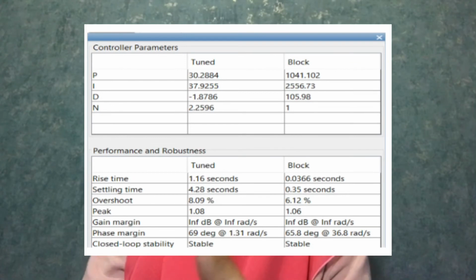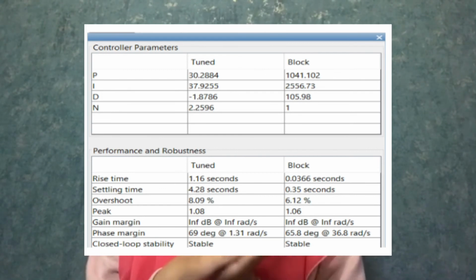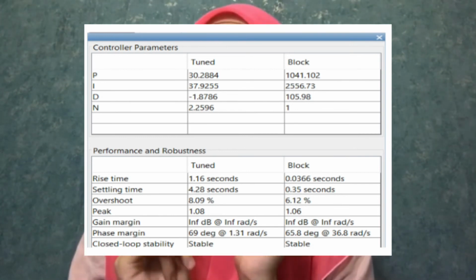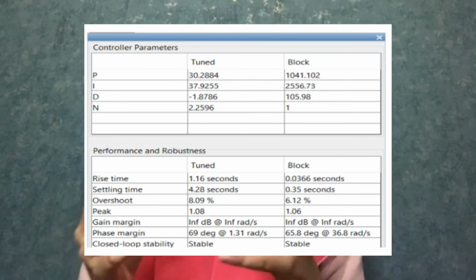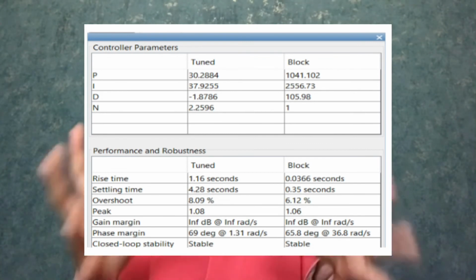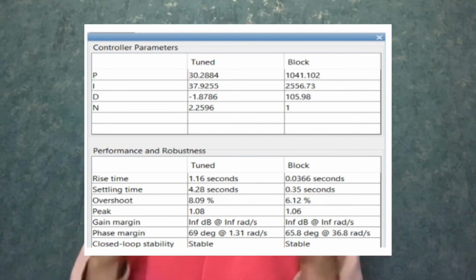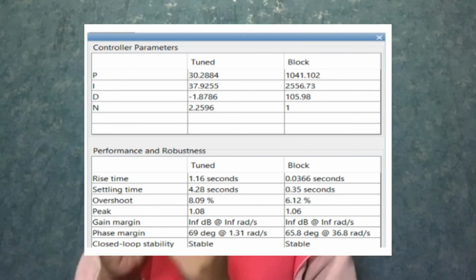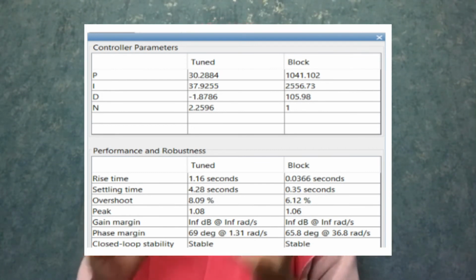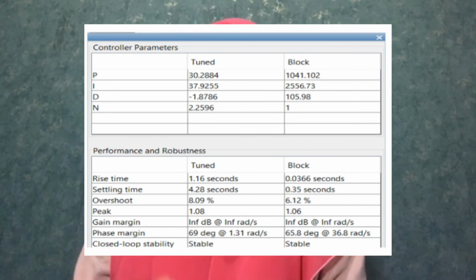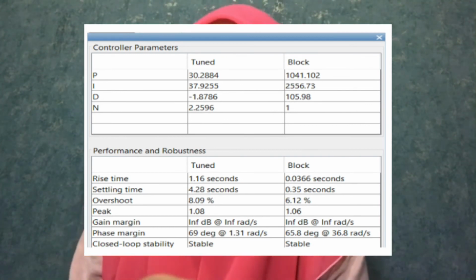As you can see from the table, the overshoot percentage is increased by reducing the rise time. The auto-tune response needs 1.16 seconds of rise time to achieve the maximum overshoot percentage, which is 8.09%, while the manual response just needs 0.0366 seconds to obtain the overshoot percentage, which is 6.12%. The values of P, I, and D in auto-tune are also different to obtain the stable door opening system.